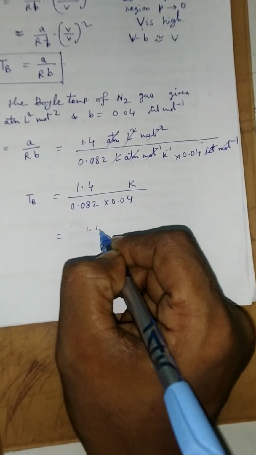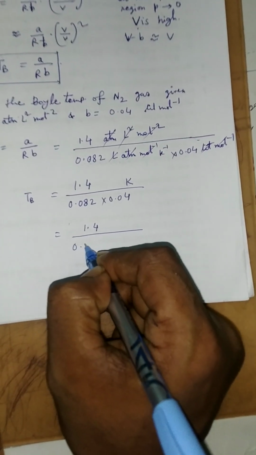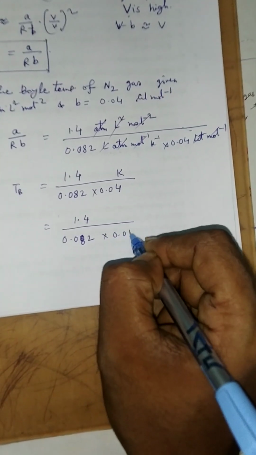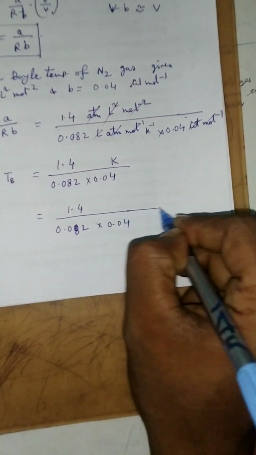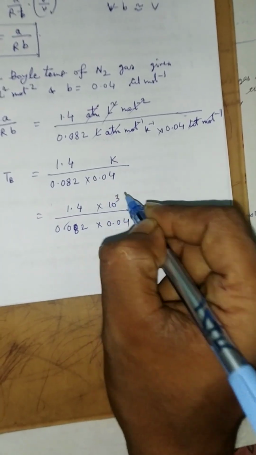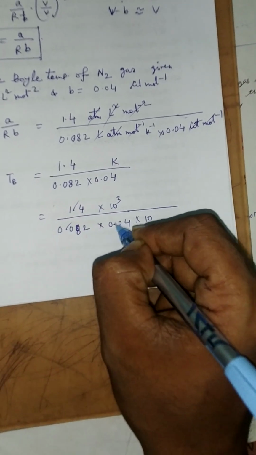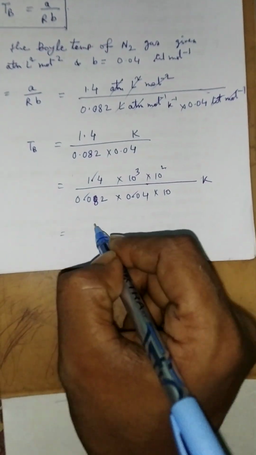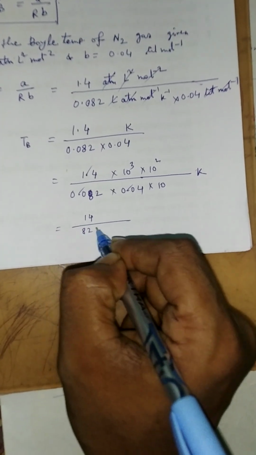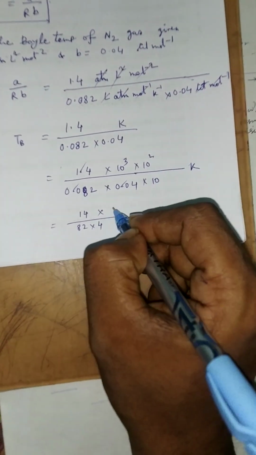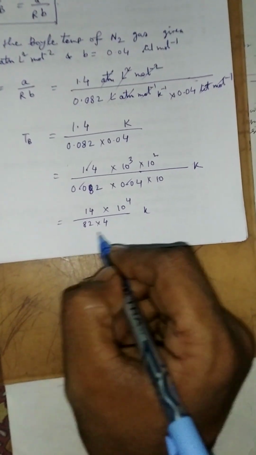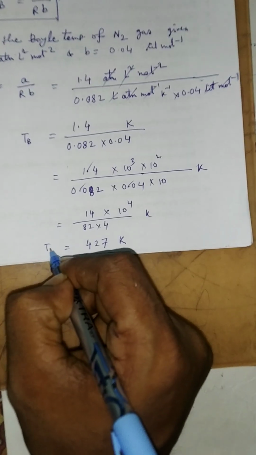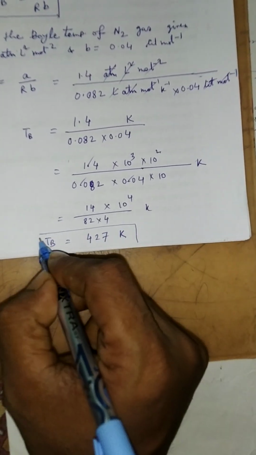So this becomes 1.4 by 0.082 into 0.04. Here we write this as 10 to the power 3, this one 10, this one 10 to the power 2 Kelvin. So this will be equal to 14 by 82 into 4 into 10 to the power 4 Kelvin, and the result will be equals to 427 Kelvin. So T_B will be equals to 427 Kelvin.